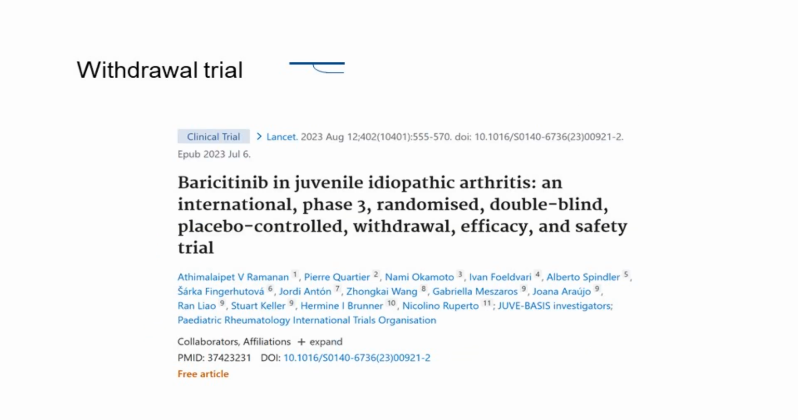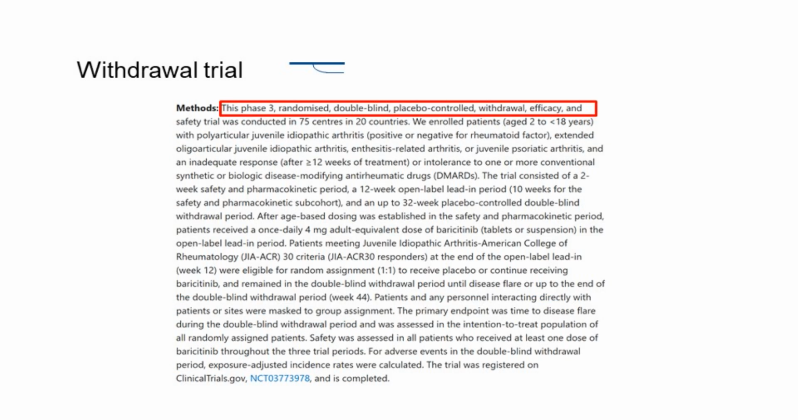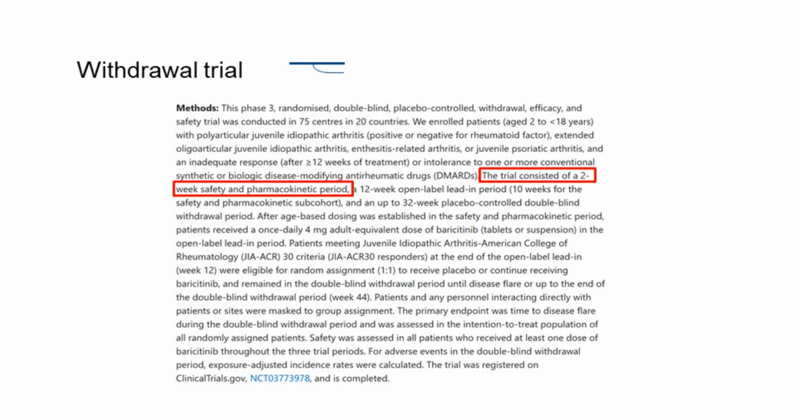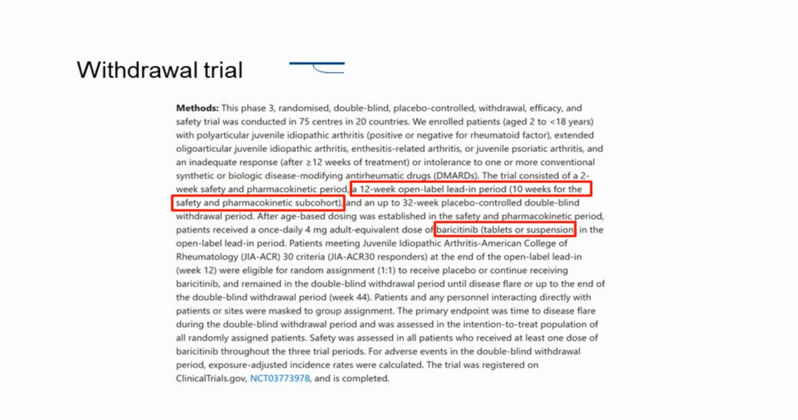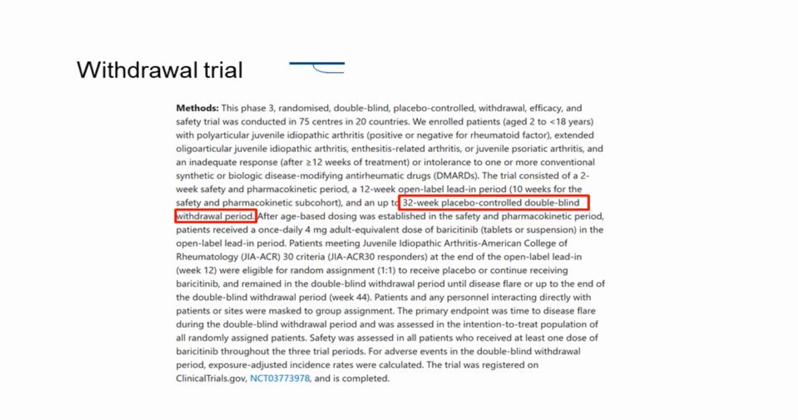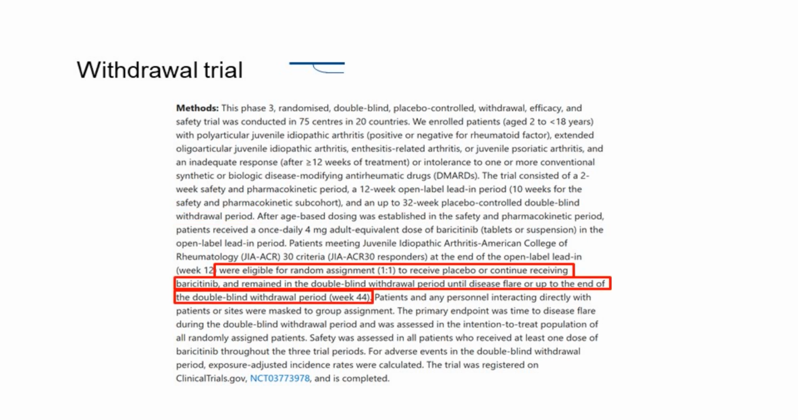An example: an article from Lancet, 2023. In the method section, it says, "This Phase 3, a randomized, double-blind, placebo-controlled, withdrawal, efficacy, and safety trial." Patients with arthritis. First 2 weeks they checked safety and pharmacokinetics. Then, for 12 weeks total, including these 2-week safety trial, all the patients took baricitinib, and then for 32 weeks it was placebo-controlled double-blinded studies. Patients were randomly assigned to receive a placebo or continue receiving baricitinib.